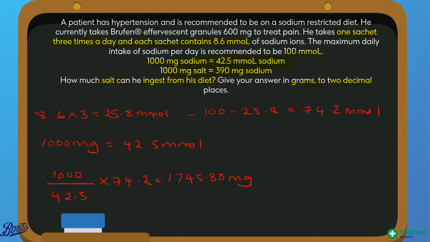Now we also know that 390 milligrams of sodium is equal to 1,000 milligrams of salt, which if we convert to grams is 1 gram of salt. So in order to calculate how many grams of salt are contained within 1,745.88 milligrams, we are going to divide 1,000 by 390 and multiply by 1,745.88 to give us an answer of 4,476.6 milligrams. If we convert this to grams, we can do this quite simply by dividing by 1,000, which gives us an answer of 4.48 grams.